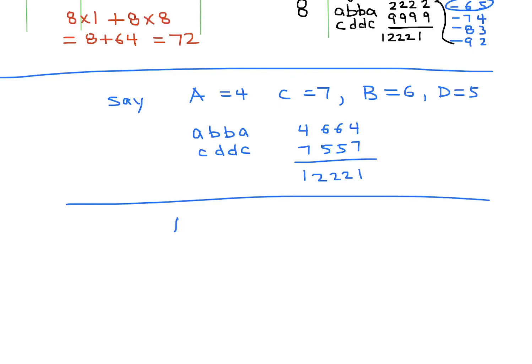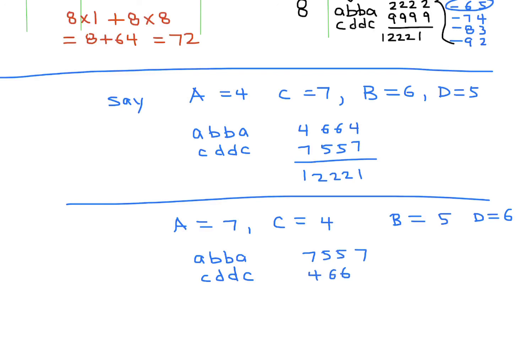Now, let's say we chose A is equal to 7 and C is equal to 4 and B is equal to 5 and D is equal to 6. What would be our palindromes for ABBA and CDDC? Well, we'd have 7557 and 4664, and the sum would be 12221. But notice this pair is the same as this pair. It's the same pair. So we double counted.